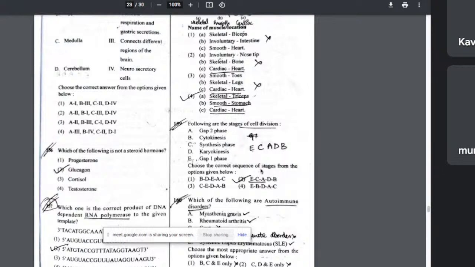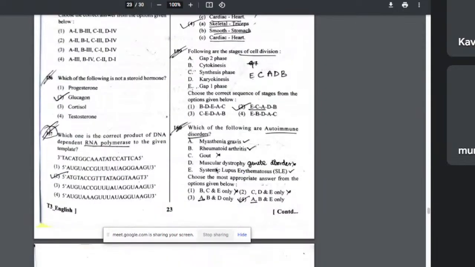The student who has attempted this question is correct. He or she has answered it correct. So the option is 2. So the next one, 160th question.